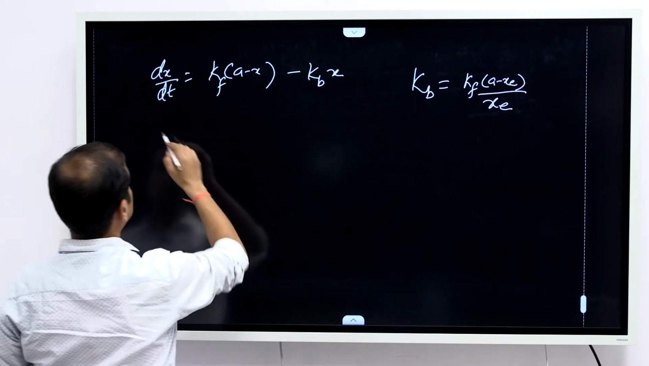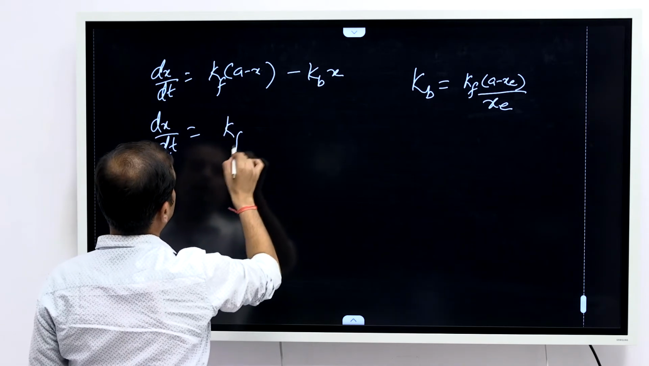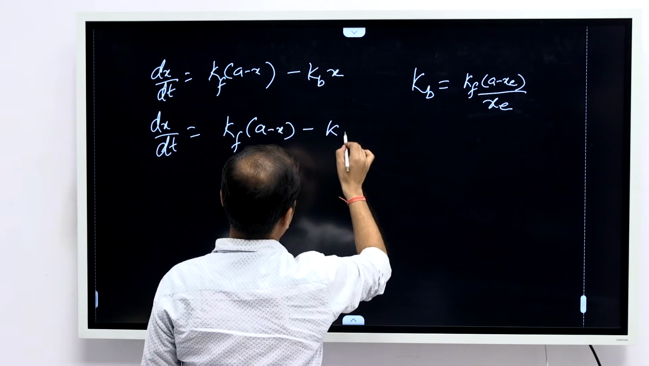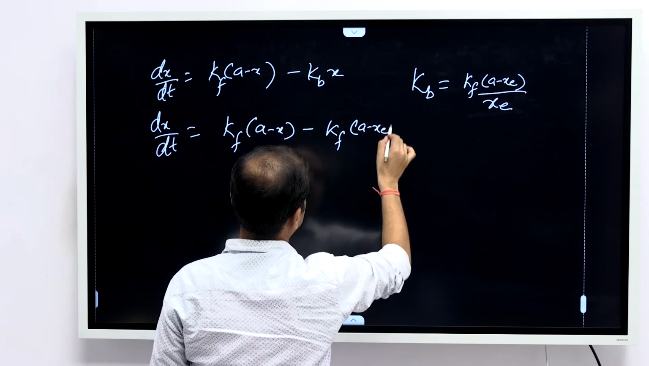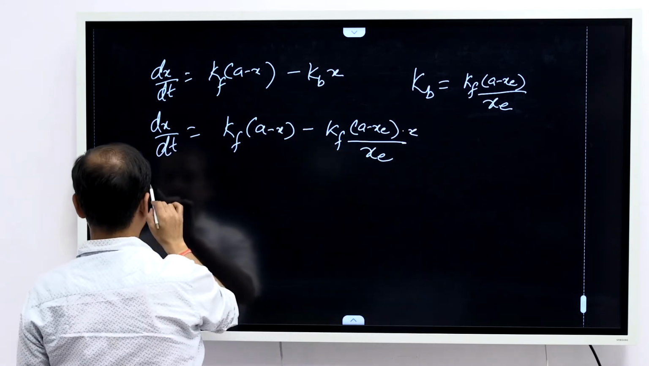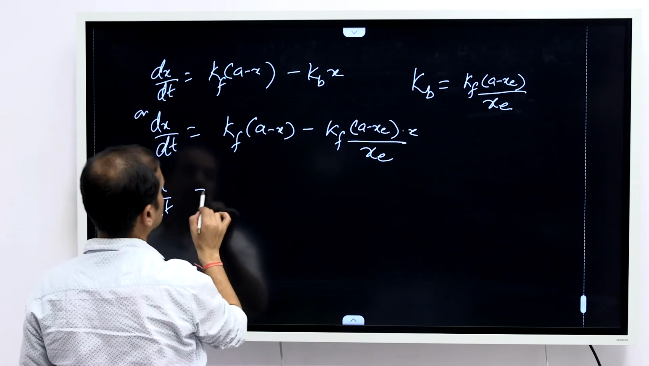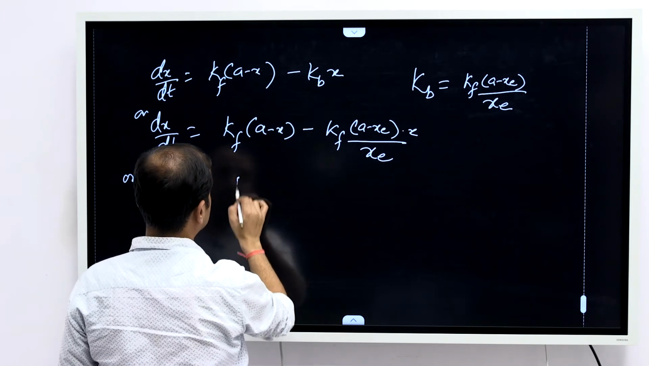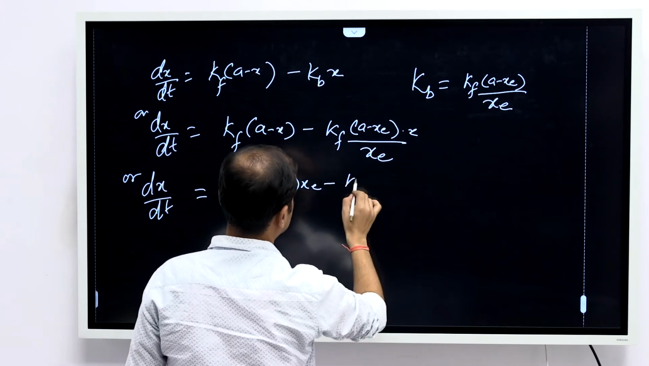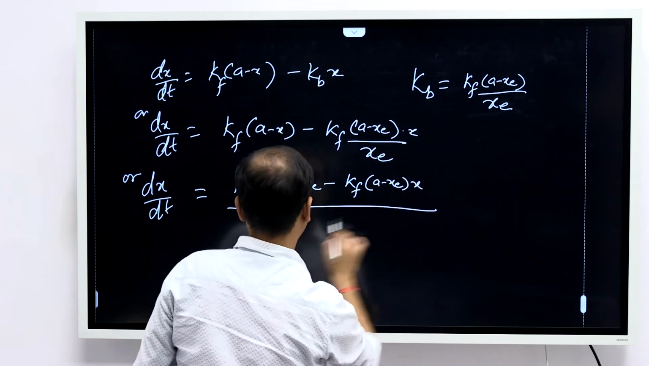So now dx by dt becomes kf into a minus x minus kf into a minus xe upon xe multiplied by x. So further simplifying, we write kf into a minus x into xe minus kf into a minus xe into x, divided by xe.